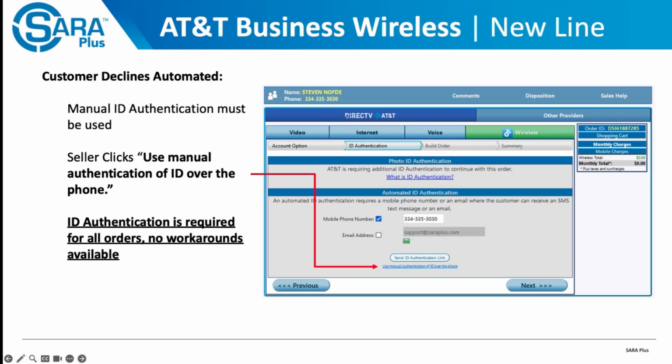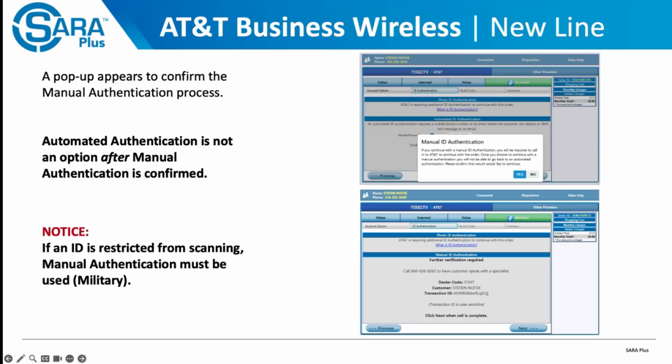Now, if the customer declines the automated process, manual ID authentication must be used. Now, it's important to note that ID authentication is required for all orders. No workarounds available. If the customer is declining both the automated and the manual process, we will not be able to process the order for the customer. Sellers will then click Use Manual Authentication of ID over the phone, and a pop-up appears to confirm the manual authentication process. Now, it's important to note, automated authentication is not an option after manual authentication is confirmed.